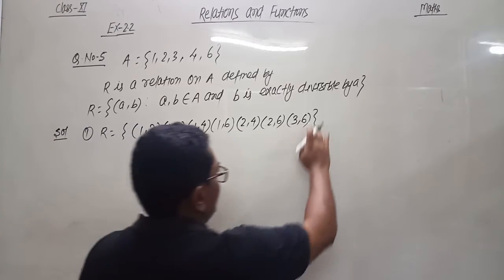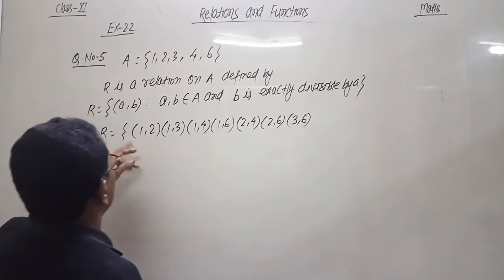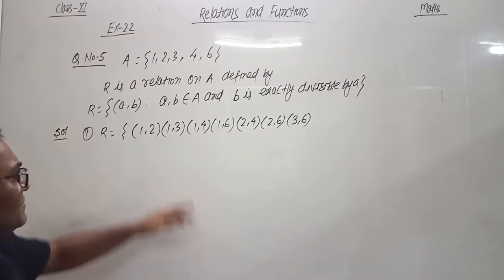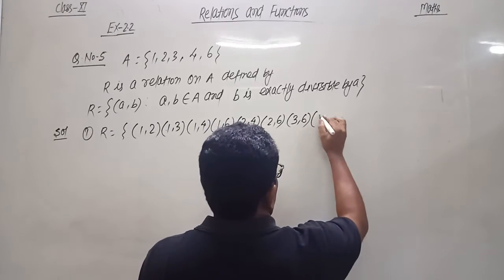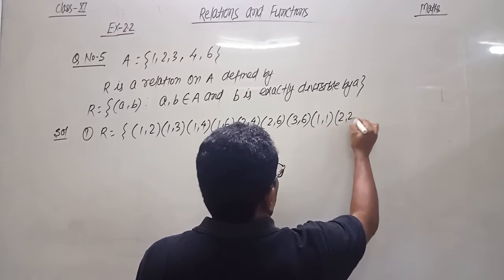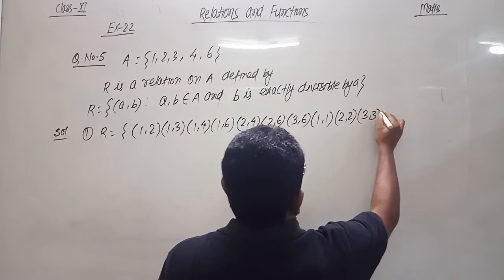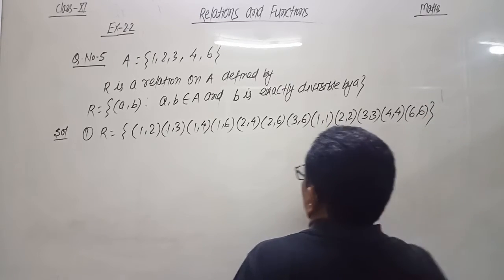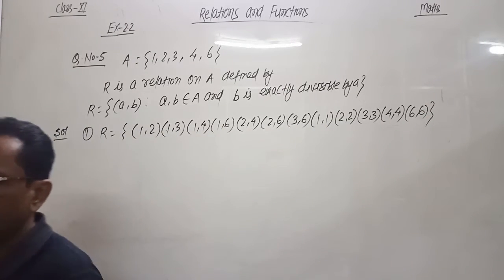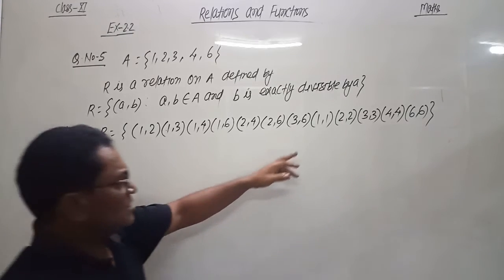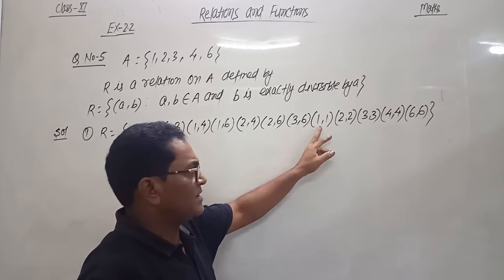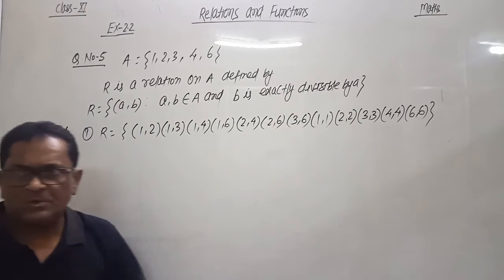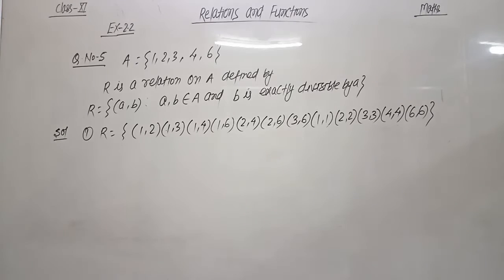Also we have to write 1 comma 1 because this is the relation from set A to set A itself. So 1 is also divisible by 1, 2 is divisible by 2, 3 is divisible by 3, 4 is divisible by 4 and 6 is divisible by 6. This is the relation from set A to set A. So the first element is 1, second element is 1, first is 2, second is 2, 2 is divisible by 2, 3 is divisible by 3.